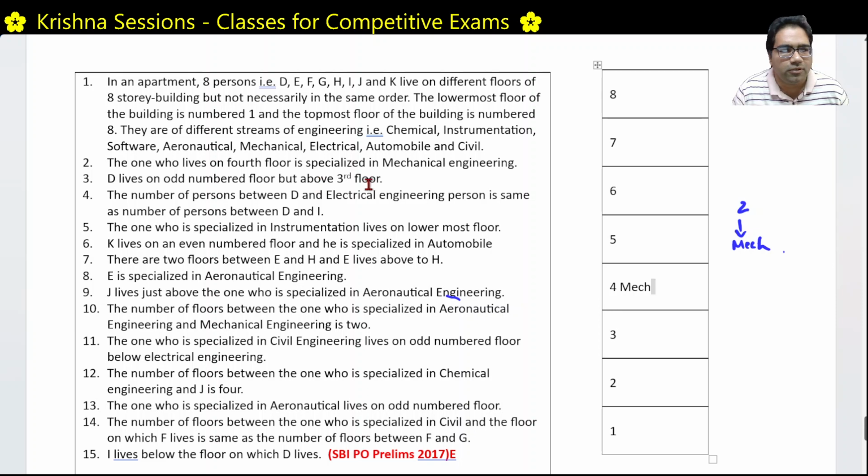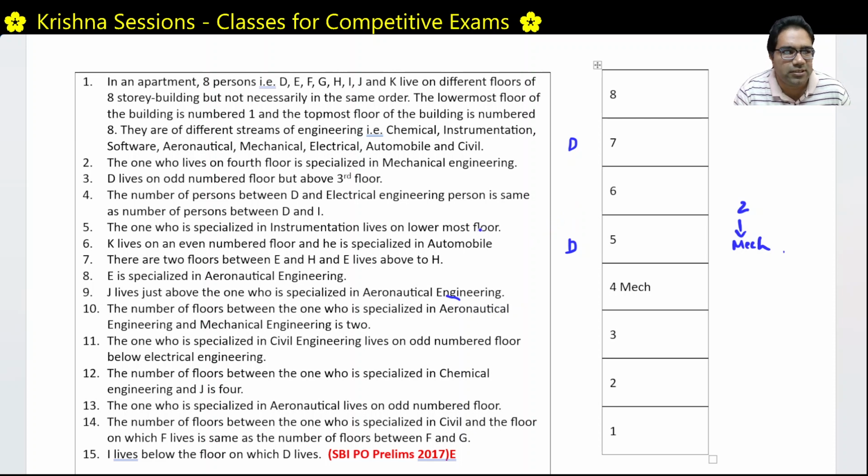D lives on an odd number floor but above 3. That means D can be 5, D can be 7. Right. As per condition number 3, D can be 5, D can be 7. We don't know. The number of persons between D and the electrical engineering person is the same as the number of persons between D and I. Okay, so right now where is the electrical engineer we don't know, where is I we don't know. So let's park this.